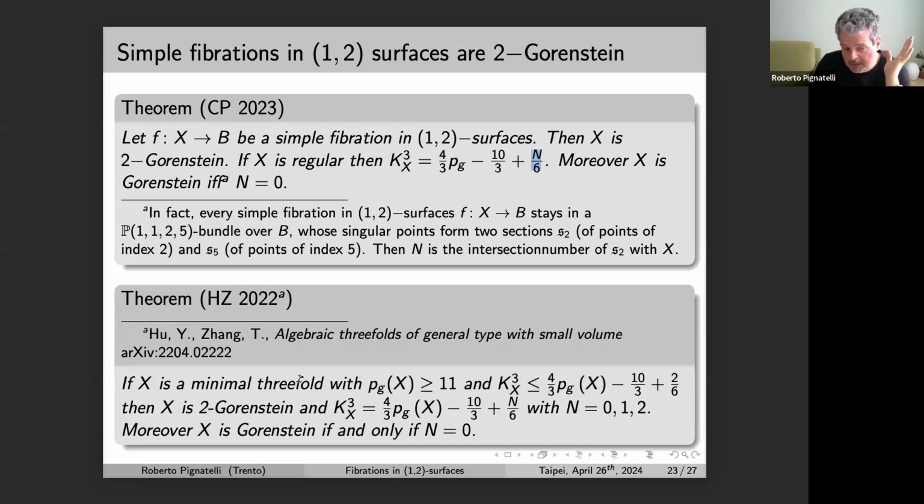Then they prove that if you have a minimal threefold with pg bigger than 11, and the volume is small enough, then it's automatically 2-Gorenstein. And the volume cannot be anything, but it must be 4/3 pg minus 10/3, or 4/3 pg minus 10/3 plus 1/6, or 4/3 pg minus 10/3 plus 2/6, which is exactly the numbers we have. These are really independent papers coming with completely different strategies. And they also prove that X is Gorenstein if and only if this number is 0. The second and third lines, as they call them, are made of 2-Gorenstein threefolds that are not Gorenstein.